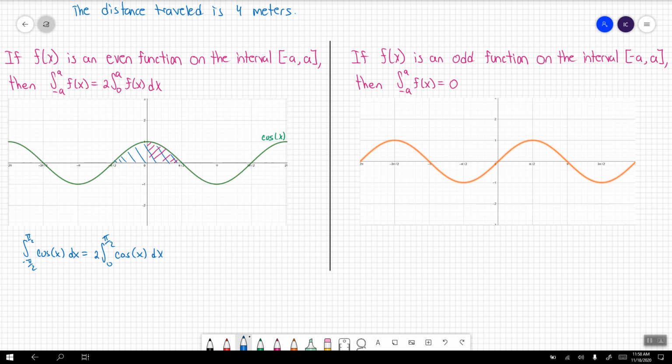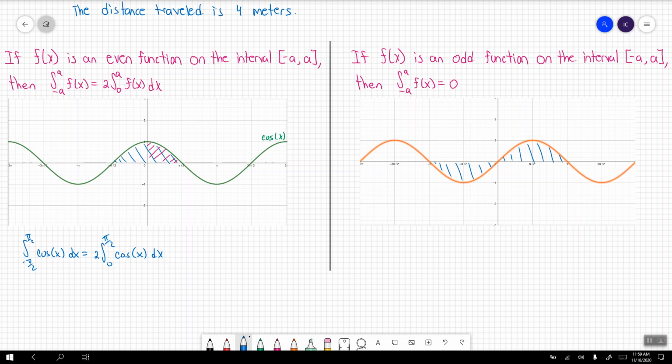Now, on the right-hand side, we see that if f of x is an odd function on the interval from negative a to a, then the integral from negative a to a for that function f of x is equal to 0. Now, this one's a little bit more interesting. If we're going to go from negative a to a, we know that sine is an odd function, so let's say that we were going from negative pi to pi. If we went from negative pi to pi, here we see on the left-hand side of the y-axis, the area is below the x-axis. On the right-hand side of the y-axis, the area is above.